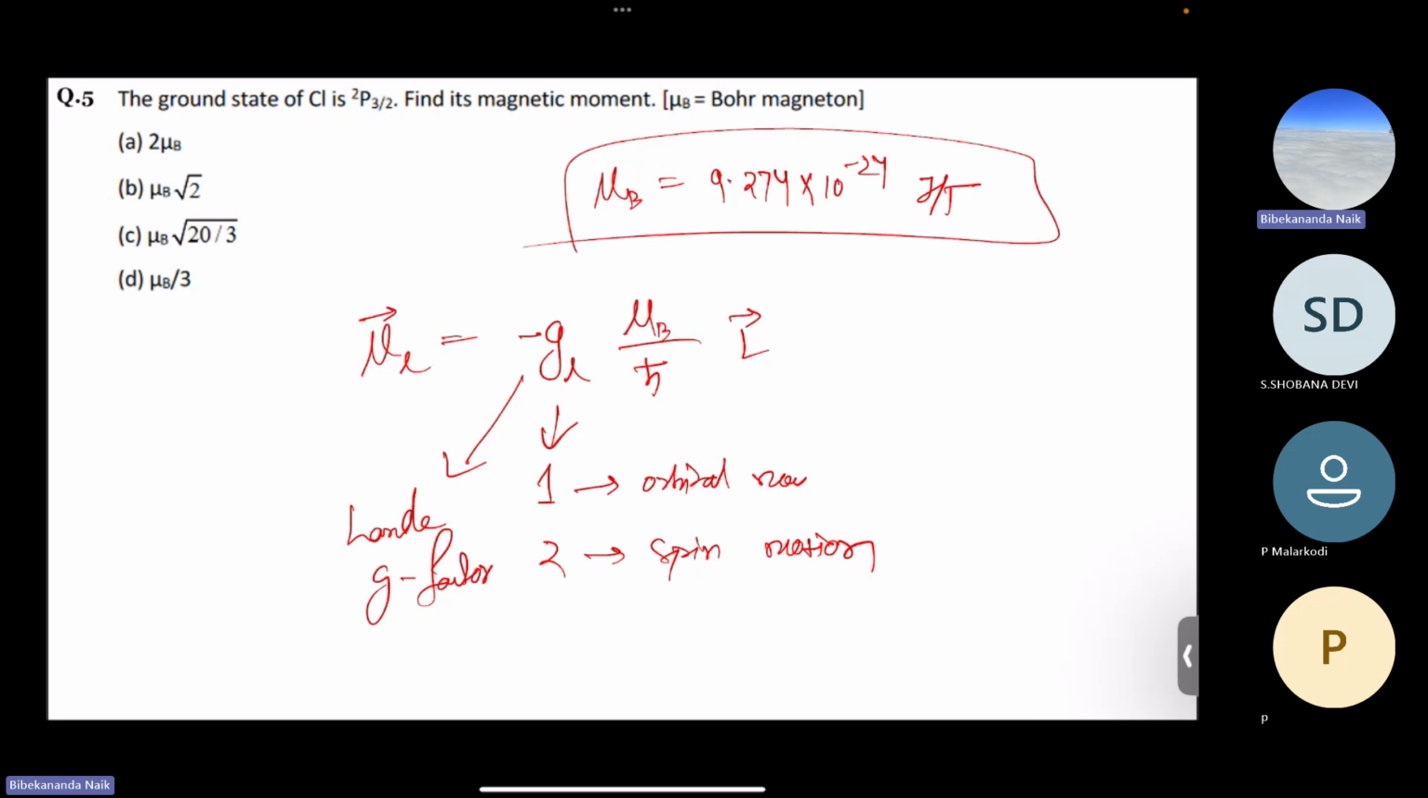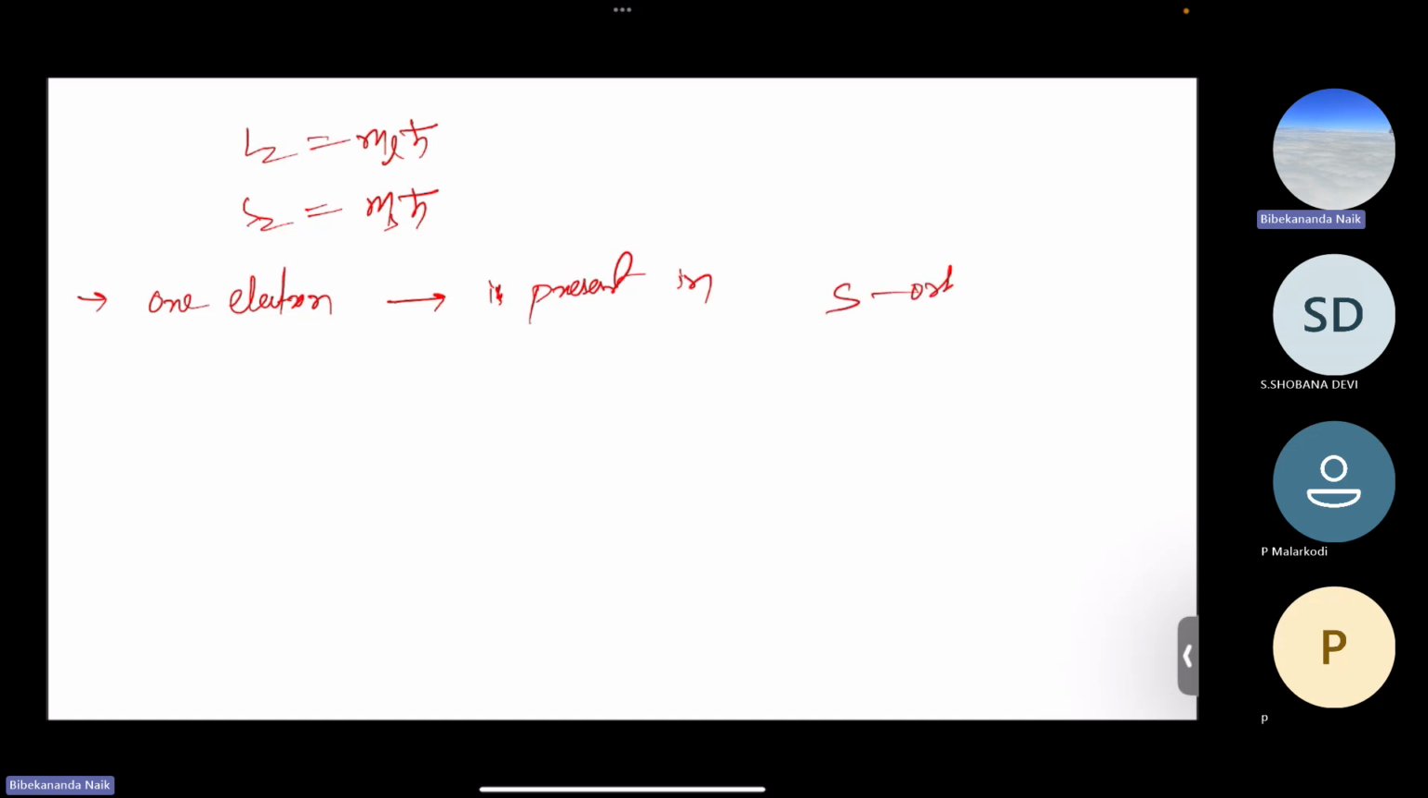Since it is the total component, we can calculate the z component. The z component is given by minus gL mu B by h cross Lz. In terms of quantum mechanics, Lz is mL h cross. Similarly, Sz is mS h cross. Suppose we consider one electron present in an s orbital. Can anyone tell me, for an s orbital, what is the value of L?